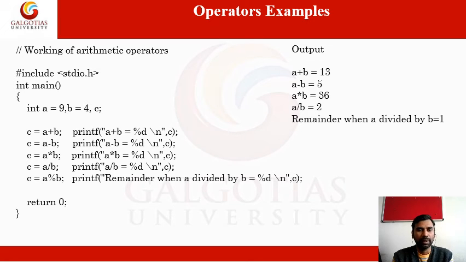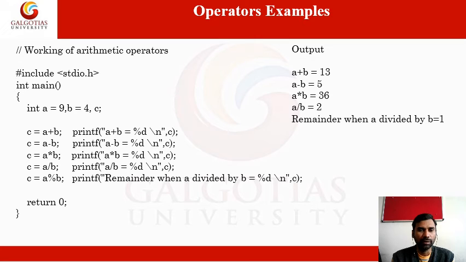The a, b, and c. Okay, we assign the already predefined values: a equal to 9, b equal to 4. That means a is 9, b is 4, c is unassigned. Okay, first c equal to a plus b.